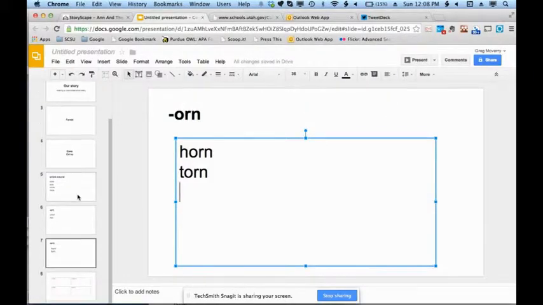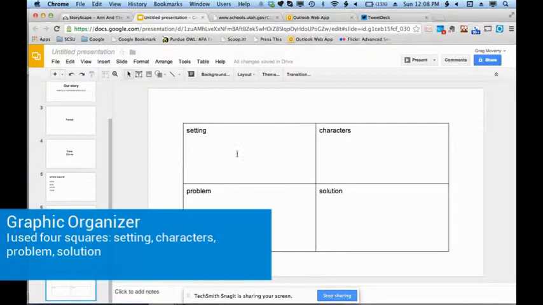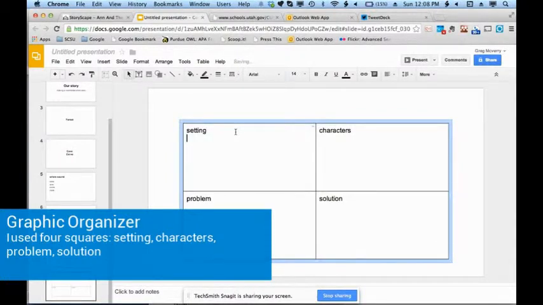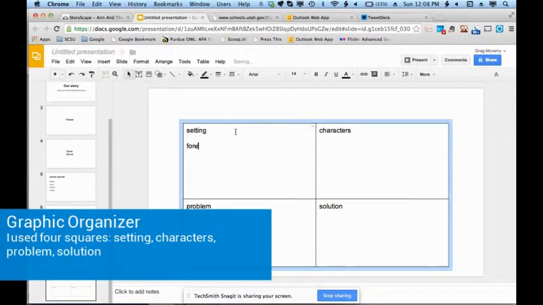Okay. So now thinking about these, let's think about our story. Where did you want the setting to be? Where did you want the story to take place, John? I said in a forest. In a forest. Okay. And what should the characters be? Let's go start our new story and we can look at some of the character options we have.